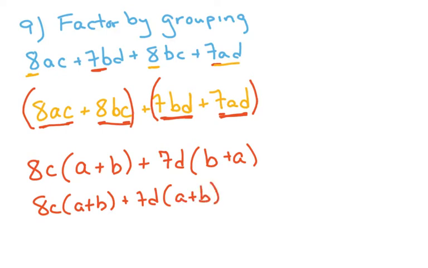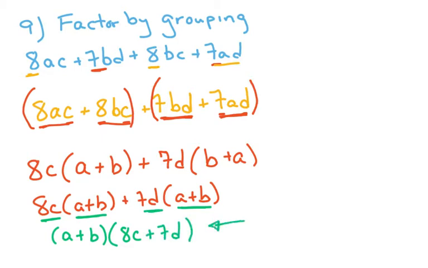And now I have a common factor. So that's the goal. If you don't end up with a common factor, you might have written down something wrong, or maybe you made a little mistake along the way. So factor out A plus B and see what's left. Here, it's 8C. Here, it's 7D. And there is my final answer.